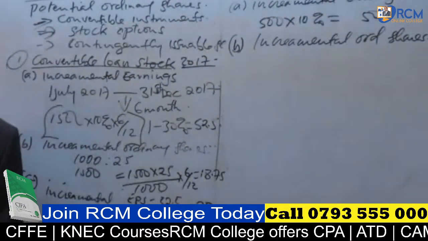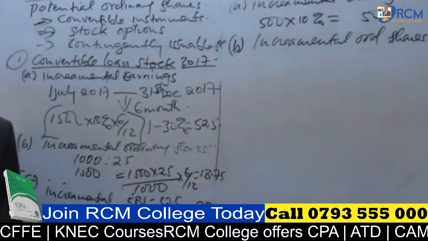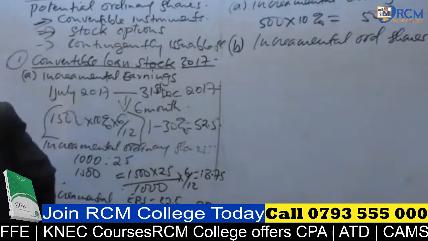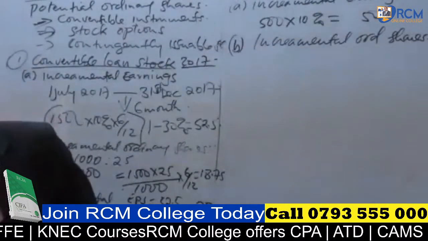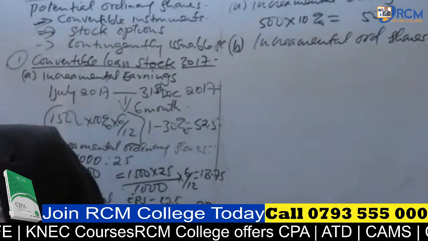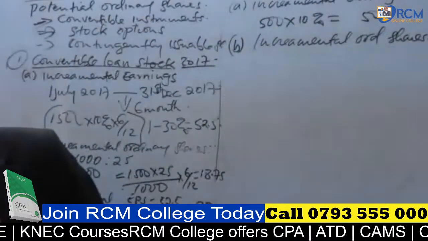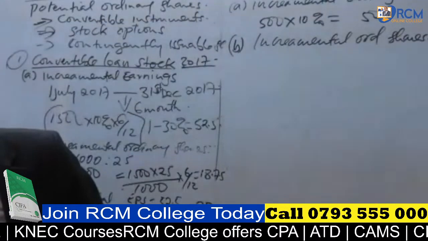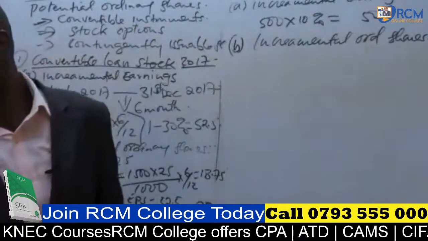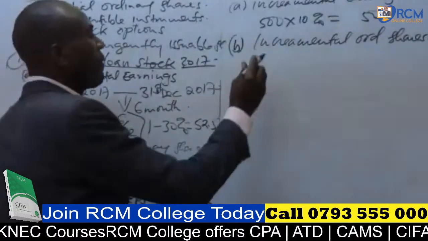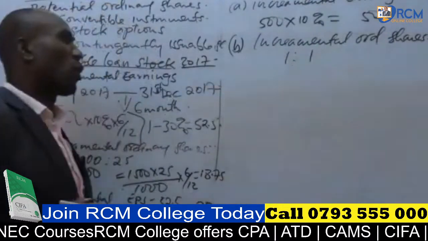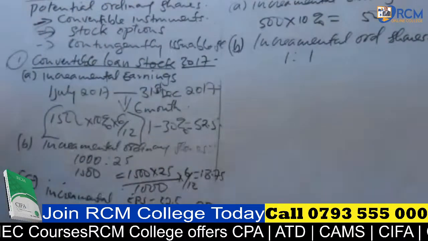I need 5. Carl, you are saying 5. Thank you very much. Stephen Kuka, what is your ordinary shares you are getting from preference? Felista, you are saying 5. Everyone is saying 5. Sarah Simbiri, you are saying 5. Therefore, we are saying for every one preference share, you get one ordinary share.